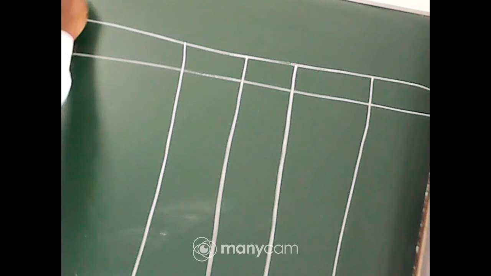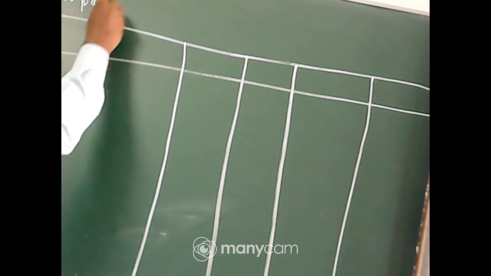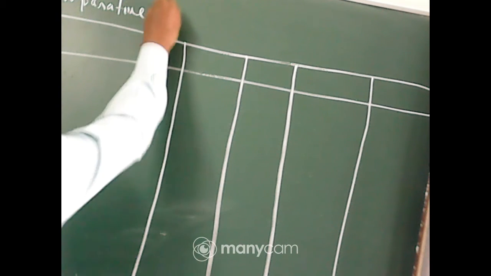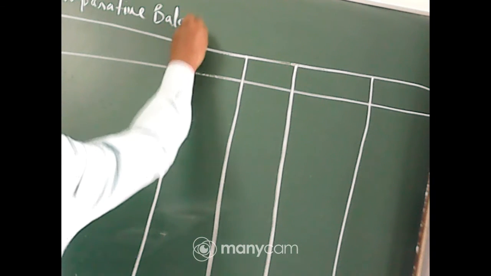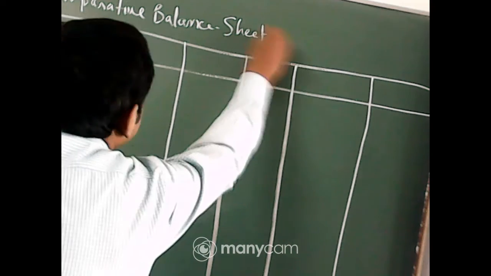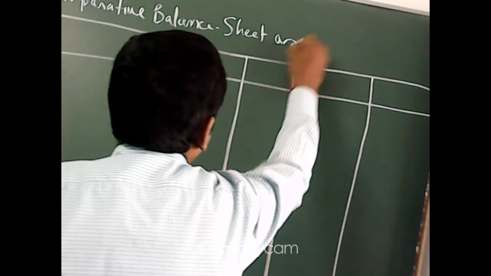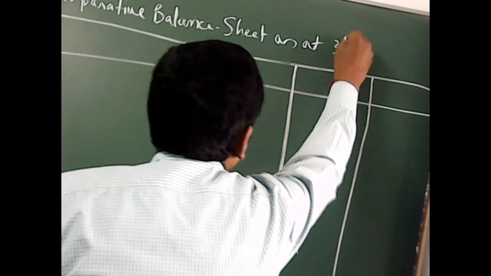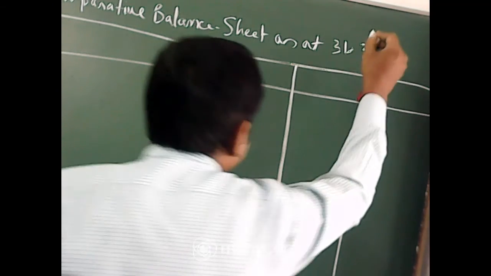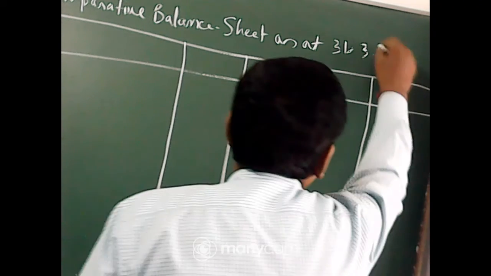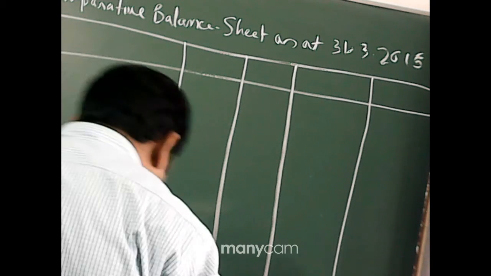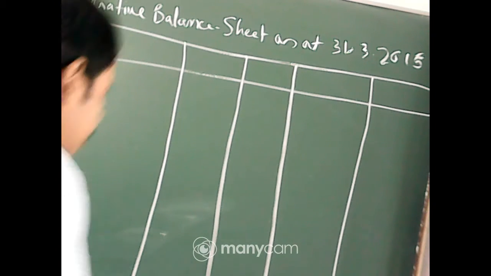Comparative balance sheet as at 31st March 2015. Okay. Now there are two figures, one is 2014 and another is 2015.